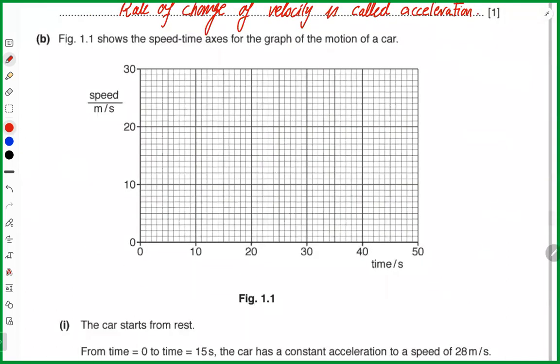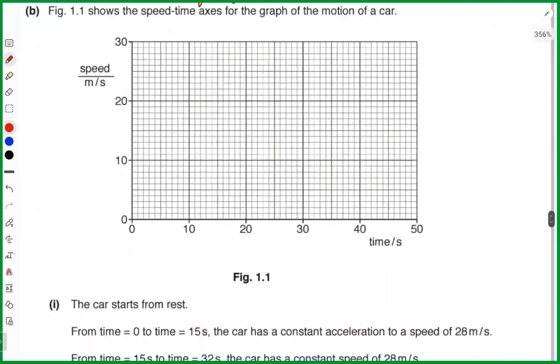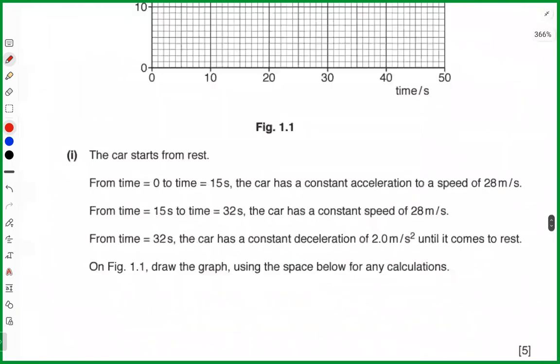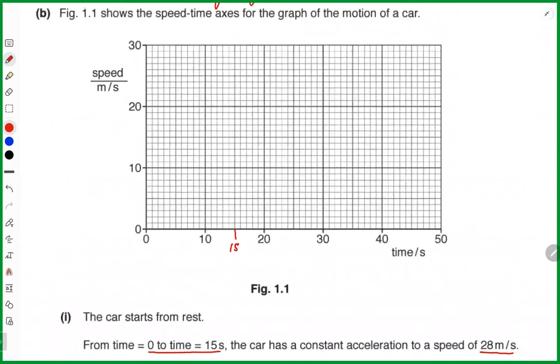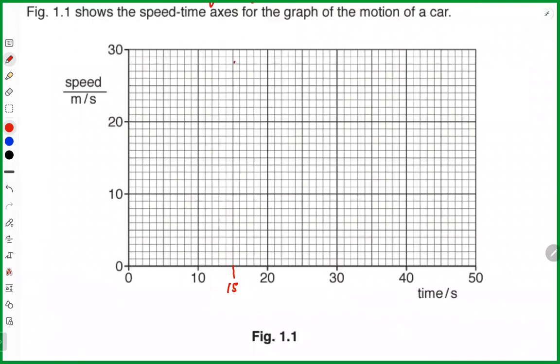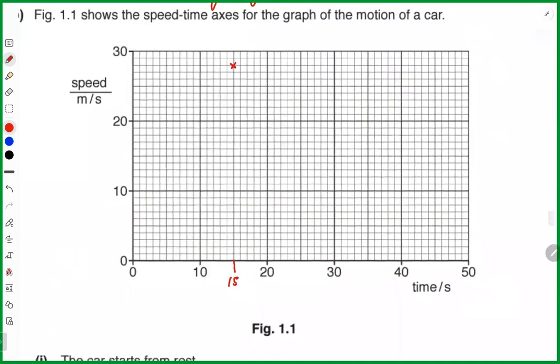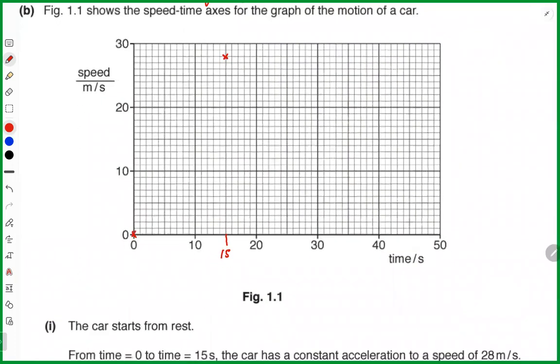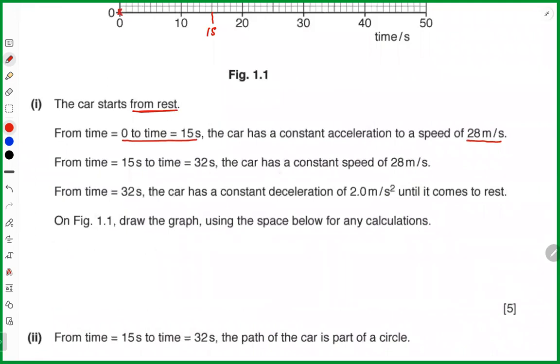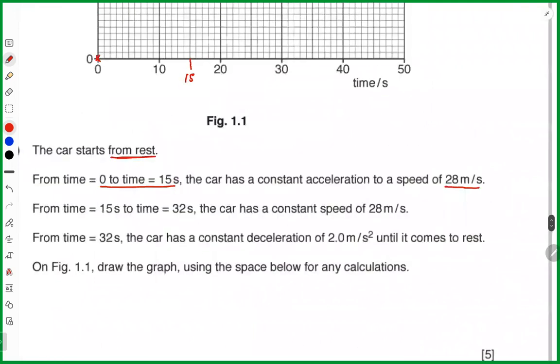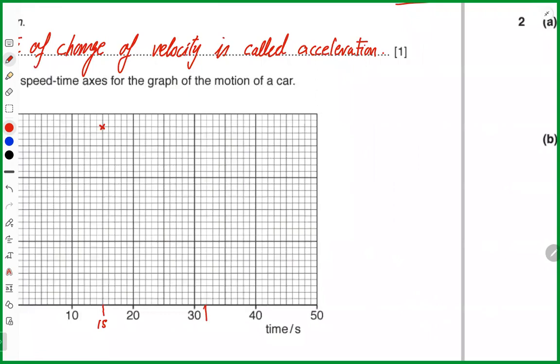The graph shows the speed time axis for the motion of the car. From 0 to 15 seconds, the car has a constant acceleration and reaches a speed of 28 meters per second. In 15 seconds, which are here, the car has to go to 28. So this is where the first dot has to be at 0, 0 because it starts from rest. Then from 15 seconds to 32 seconds, the car travels at a constant speed of 28. 15 to 32. So this is 32. And till 32, the speed stays 28.